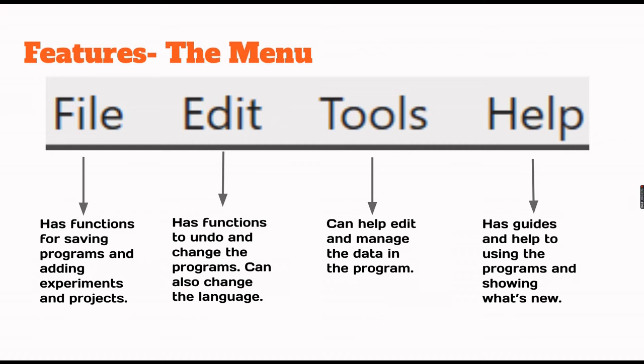So first, the menu is on the top left-hand corner, and it has the 4 buttons here: File, Edit, Tools, and Help. File has functions to save programs, Edit can undo mistakes, Tools can help edit and manage data, and finally Help has guides that can allow you to program better. And so this is the video on the menu.